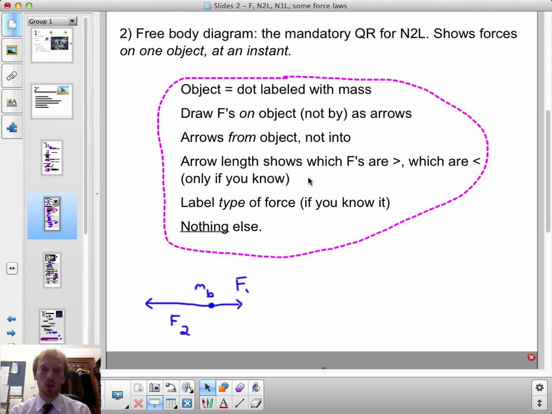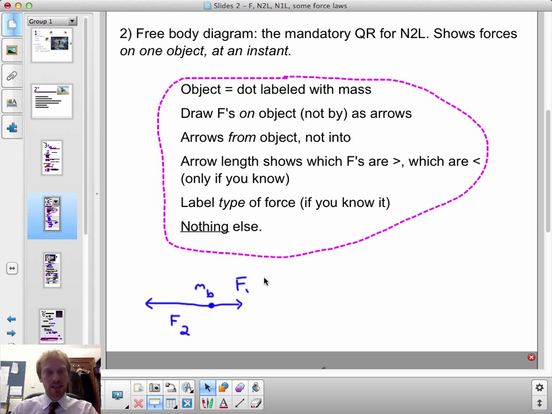It shows the forces on one object at one instant. We make a dot and label it with the mass of the object. So this block I'm approximating as a particle, as we did when we were in our kinematics unit, and saying, oh yeah, that dot right there, that's the block. We draw arrows from the object, not into the object, to indicate the forces on it. If you know what the type of force is, if you know that, for example, it's a normal force or a tension force, you should label that in the labels of these force arrows.